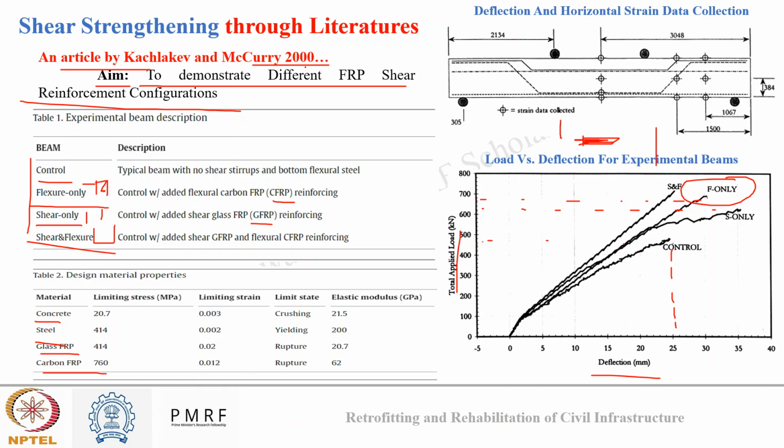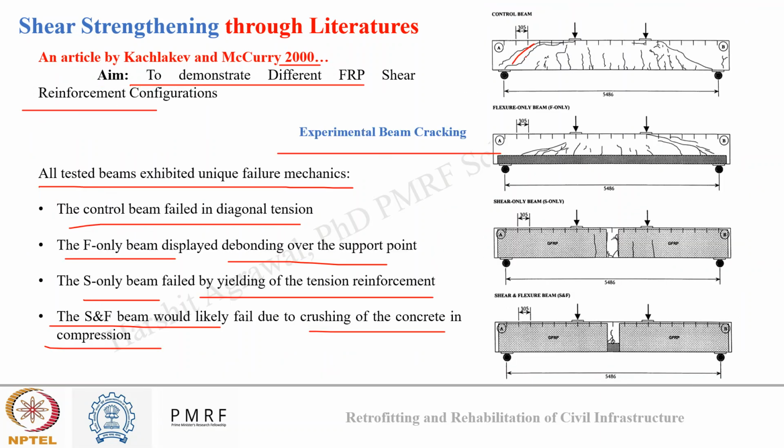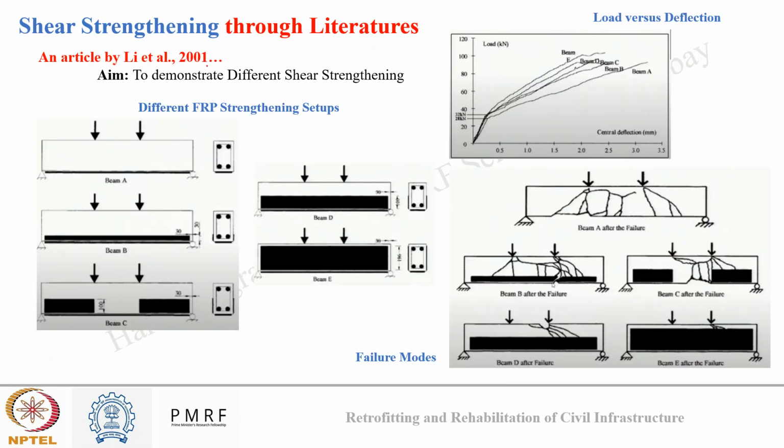Cave and Macri in 2000, they demonstrated different FRP configurations. So for that, they saw how the load versus deflection profile is changing, and how for each case the failure pattern is changing. This was an article in 2001 which demonstrated different shear strengthening. So what they did, they used different FRP strengthening setups. Here FRP was placed at the base. Here it was placed at the base also, and a little portion on the sides also. Here a FRP sheet was placed at the base also, and on the sides also up till central depth.